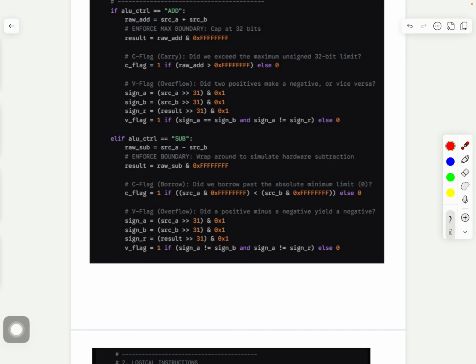Same thing for the subtraction. You can see we subtract, we mask, and the carry flag checks whether we borrowed past the absolute minimum limit. So you're really checking that your source A is less than source B. If A becomes less than B, then the carry flag is 1. You're doing A minus B.